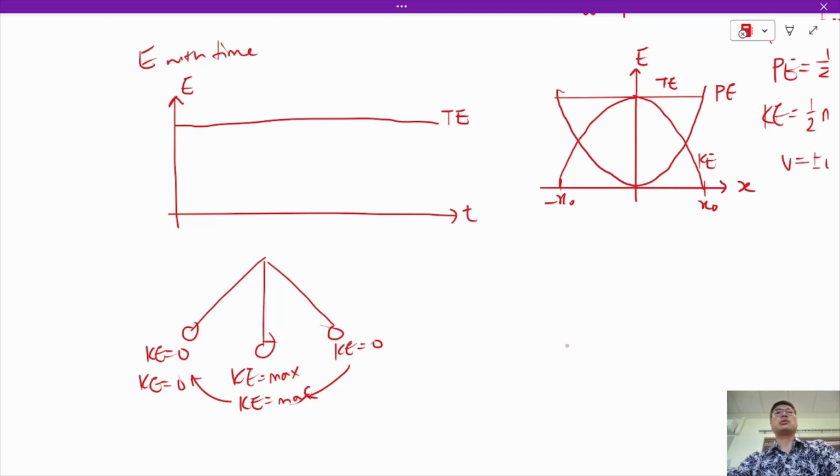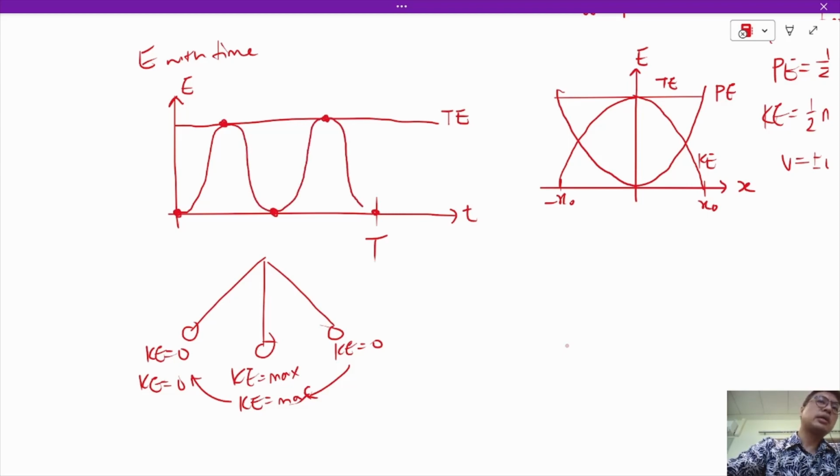That's one complete oscillation. So let's draw it. The KE here is 0, then the KE here is max. Then the KE here is 0, then the KE here is max, then the KE here is 0, and that is one complete oscillation or one period. Now let's draw the graph. It's going to look like this. It's not a McDonald's graph. Instead, it's more like two humps. That is the KE graph.